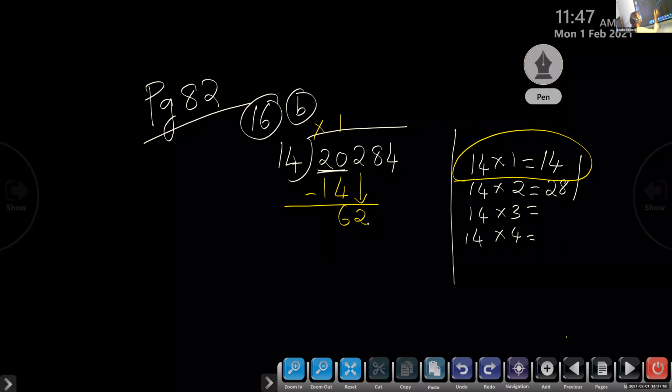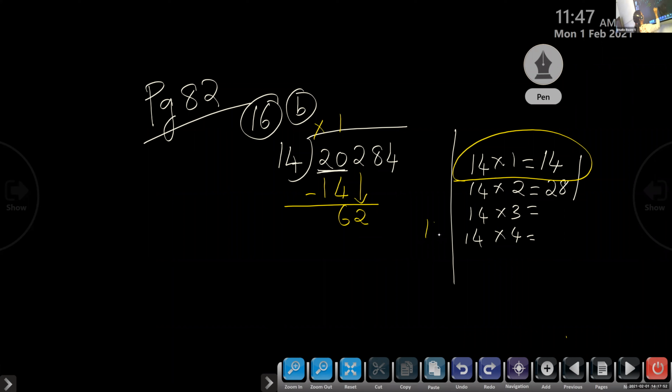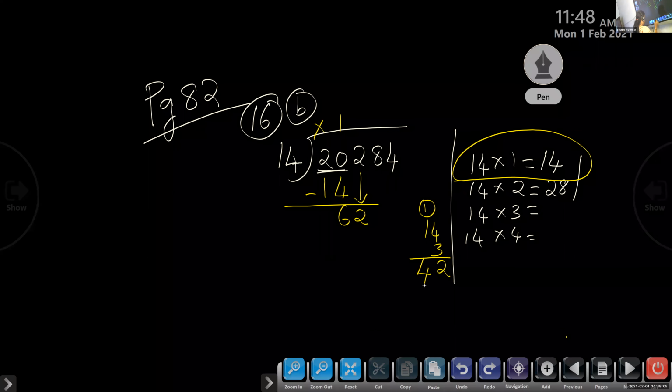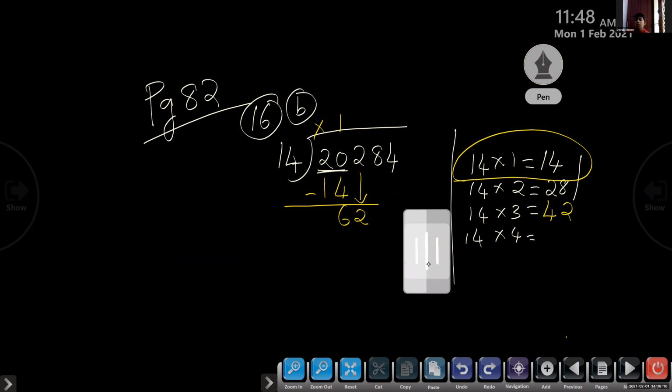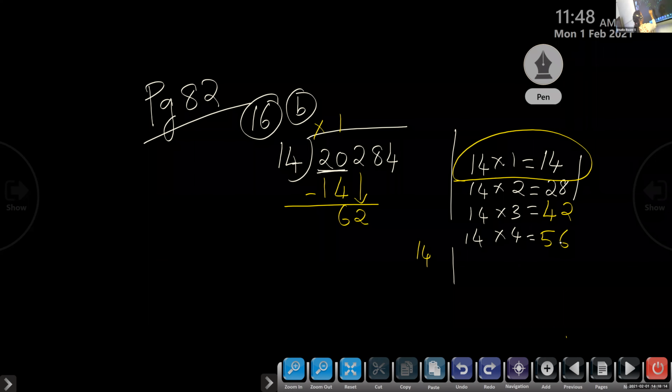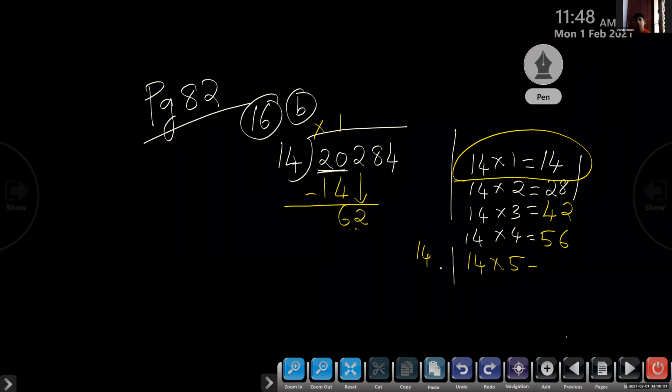So complete this table, 14 into 3. What is 14 into 3? 4 3s are 12, 1 carry over. 3 into 3 plus 1, it's 42. Yes. 14 into 4, 56. You have to do till 62. Okay. 14 into 5, 70.